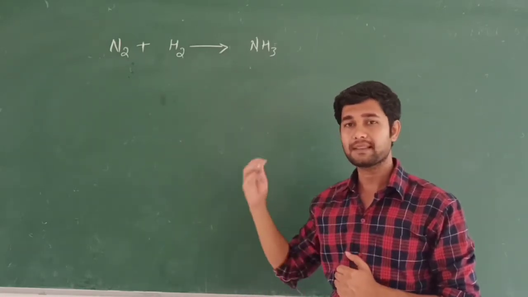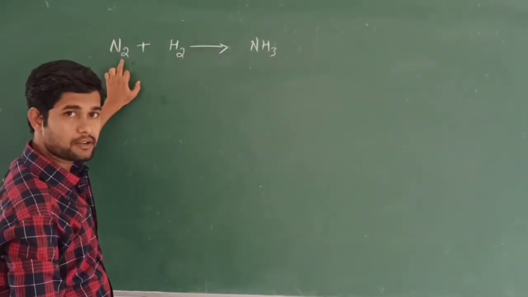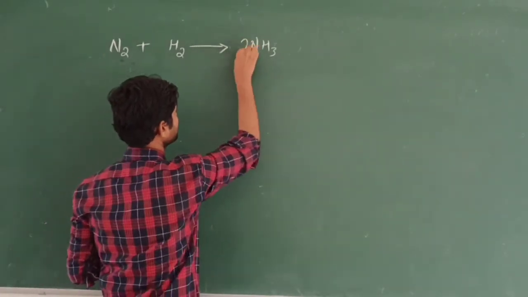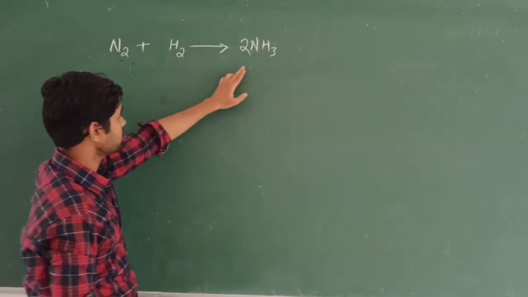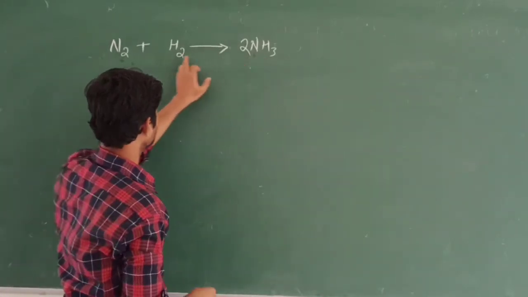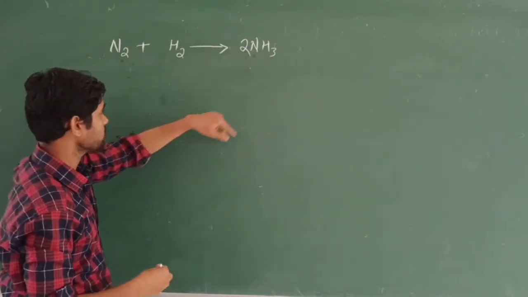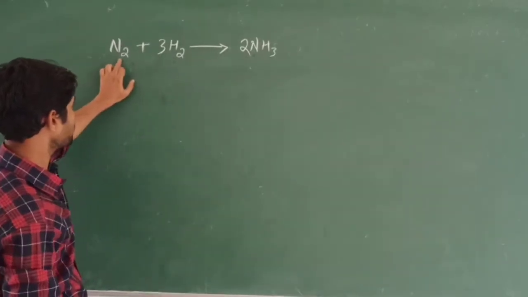So we are going to balance it. How are we going to balance this one? Here the nitrogen gas has 2 nitrogen atoms, and here there is a single nitrogen. So I am going to multiply here, then it becomes 2N, and this is 2N. Now it is satisfied. Next we look at hydrogen. Here 2 hydrogen, here 6 hydrogen. So I am writing 3 hydrogen molecules. So now it is balanced.